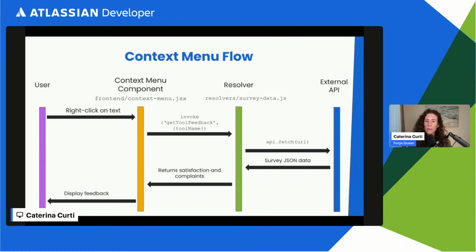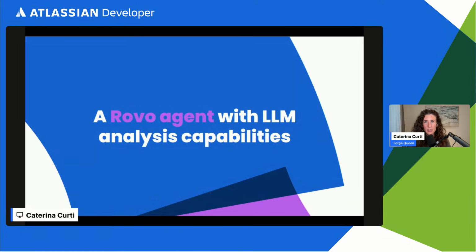Same as before, survey JSON data is being returned, and that includes the satisfactions, the complaints, all the other data that we've seen, and that's then being displayed by our context menu component to the user. And that's it for the context menu. So let's move on to our Rovo agent with LLM analysis capabilities.